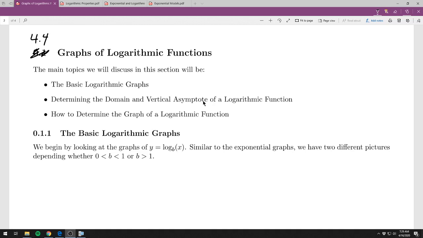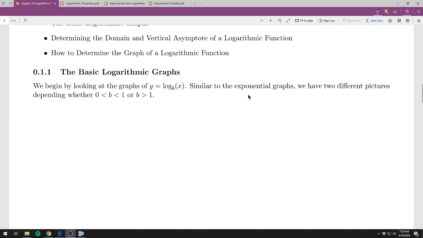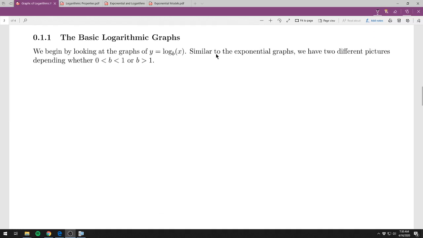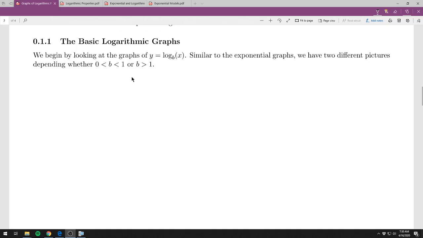And then the last thing, we'll talk about how to determine the graph of a logarithmic function, which is really going to be based on the second section here. If you can figure out the domain and vertical asymptote of a logarithmic function, you really know pretty much a lot about it. I guess there is one other thing that we will notice here, and that comes from these basic graphs.